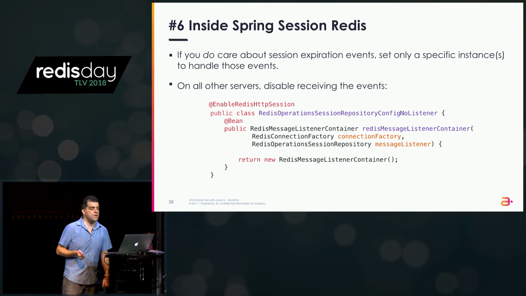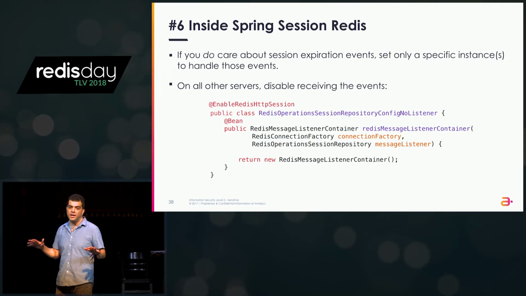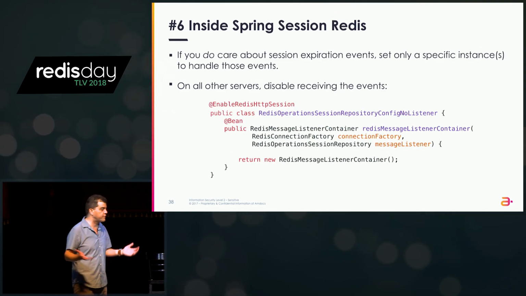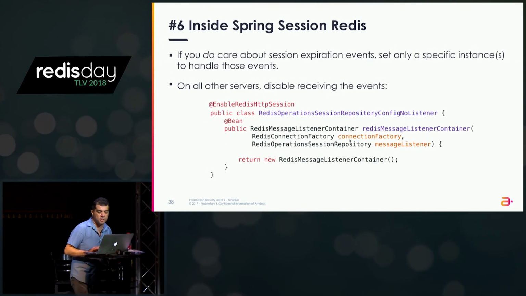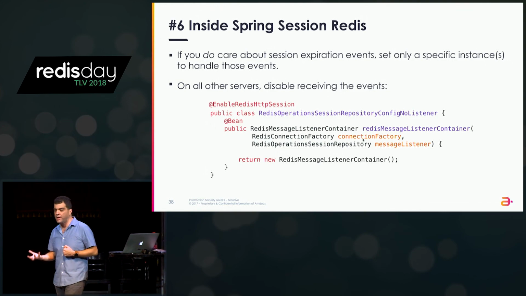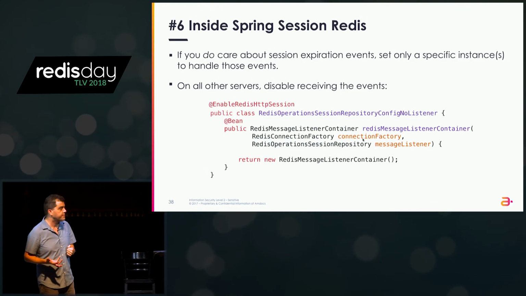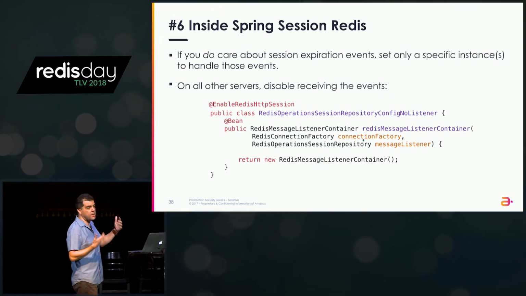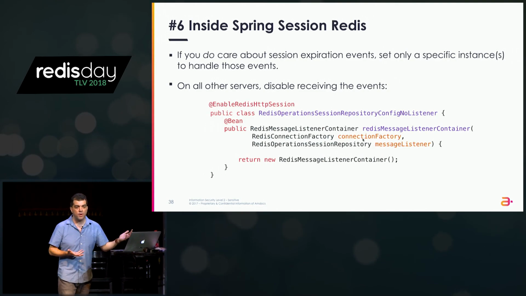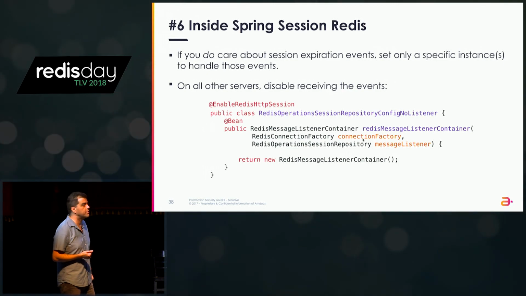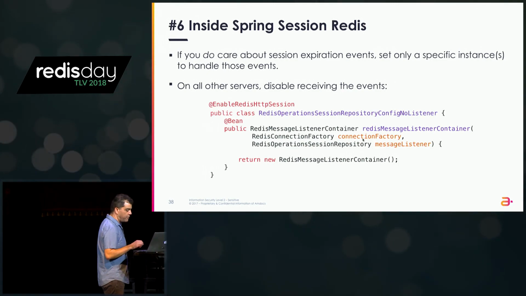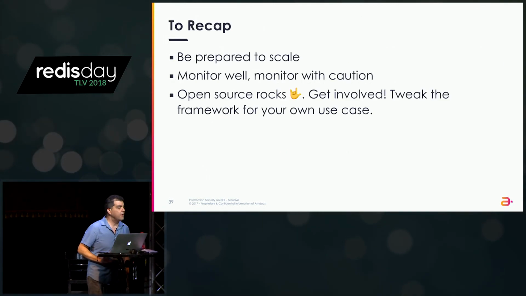Another option you can do is just basically disable the implementation. Because it's open source, you can override it, right? So you can disable the implementation of the Redis message listener container. That's the container that really handles the session expirations. And you might create just a single instance or a couple of instances to handle the expirations if you have anything specific that you want to do. So very important to be aware of that.